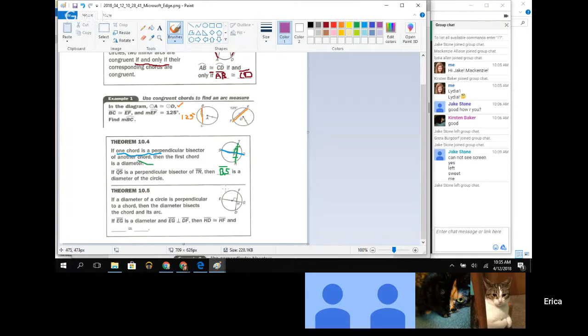So if a diameter of a circle is perpendicular to a chord, so here's our diameter, and it's perpendicular to a chord, we don't know if it's a bisector yet, but if it's perpendicular, then the diameter bisects the chord. This is the second part. The diameter bisects the chord. Okay, so we'll draw that in blue. This is the then part. So we know that these two are equal to each other. Okay, and its arc.